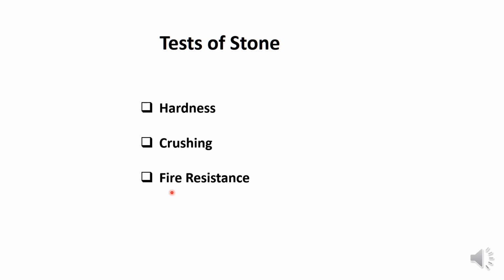If the cracks developed are deep, then it should not be used for important buildings. A good building stone should be fire resistant. Some stones such as basalt and trap resist fire very well. Some varieties of igneous and metamorphic stones are very weak against fire.